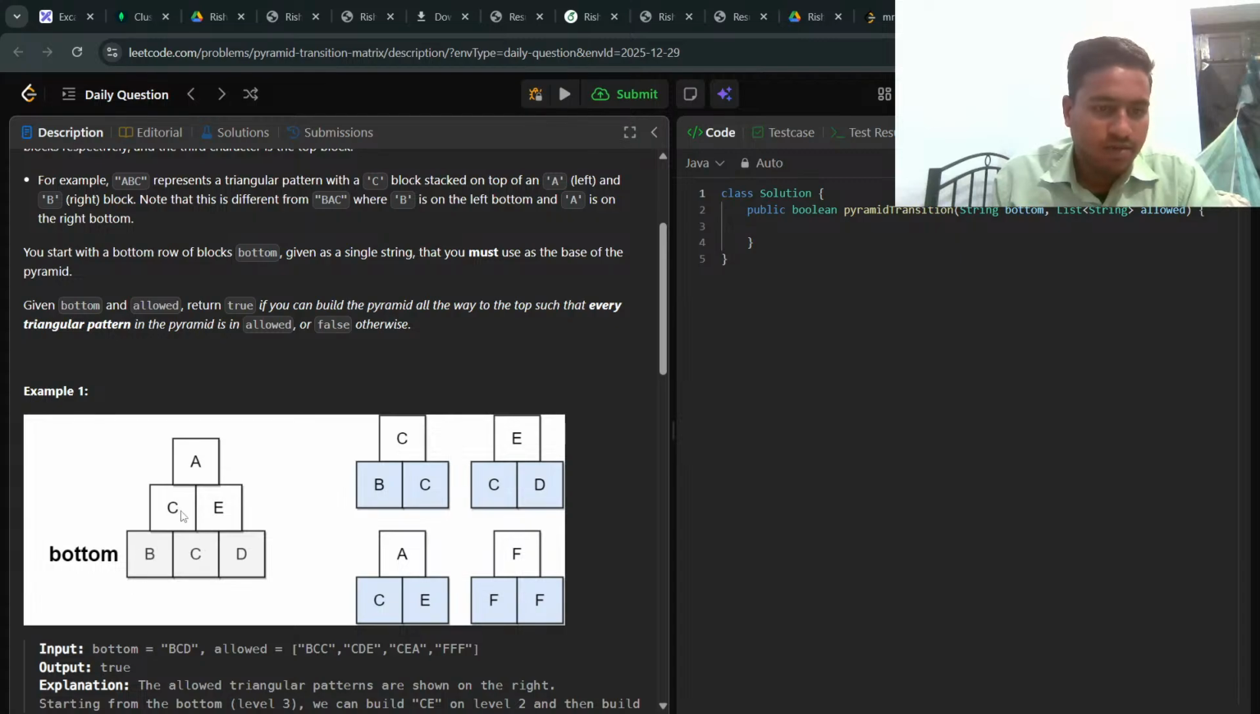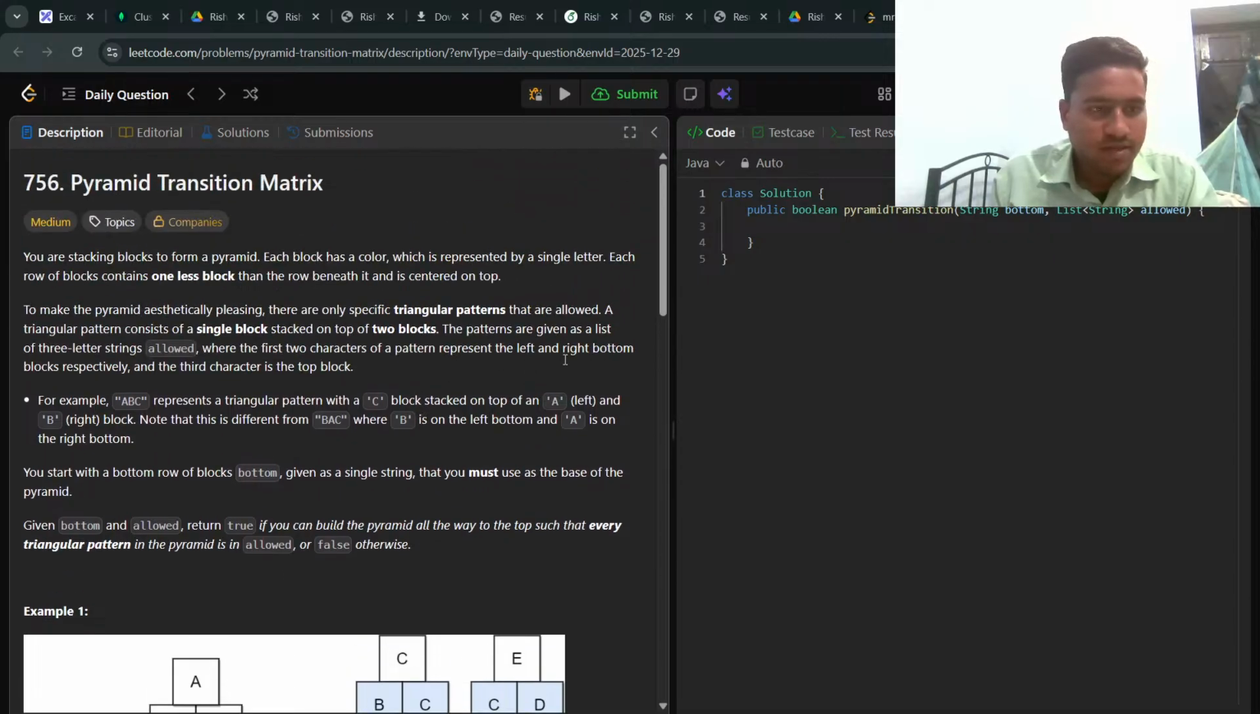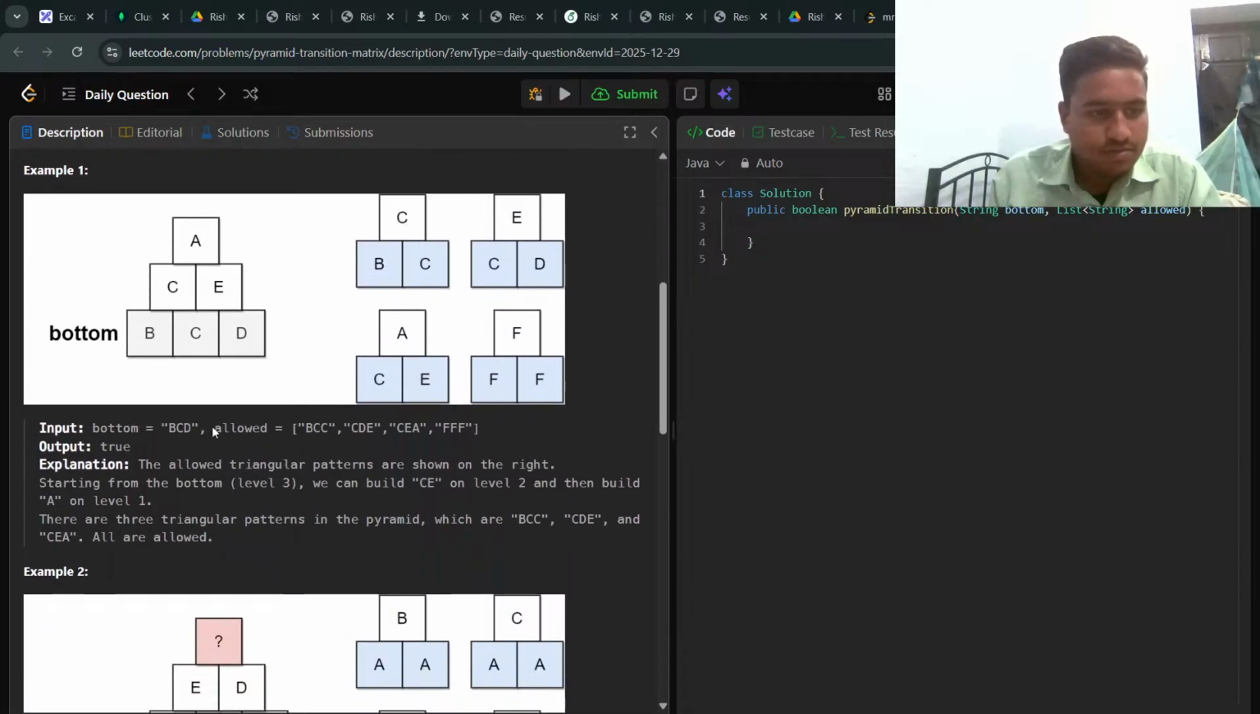It means if the bottom is B and C, then the above is C. If this is C and D, then above is E. Let's read again what this is saying. The first two characters are the bottom, and the third is the one above. Then C D gives E above, then C E gives A, then F F gives F.